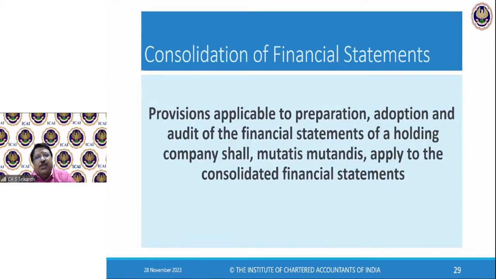Provisions applicable to preparation, adoption, and audit of the financial statements of a holding company shall mutatis mutandis apply to the consolidated financial statements. Actually it should be mutatis mutandis, but it's okay. So whatever principles you are applying there, including accounting standards and Ind AS, should apply. Suppose a holding company is governed by Ind AS, all its subsidiaries should prepare their accounts on the basis of Ind AS for consolidation purposes. Even though the subsidiary may not be bound by Ind AS, still it has to do it.